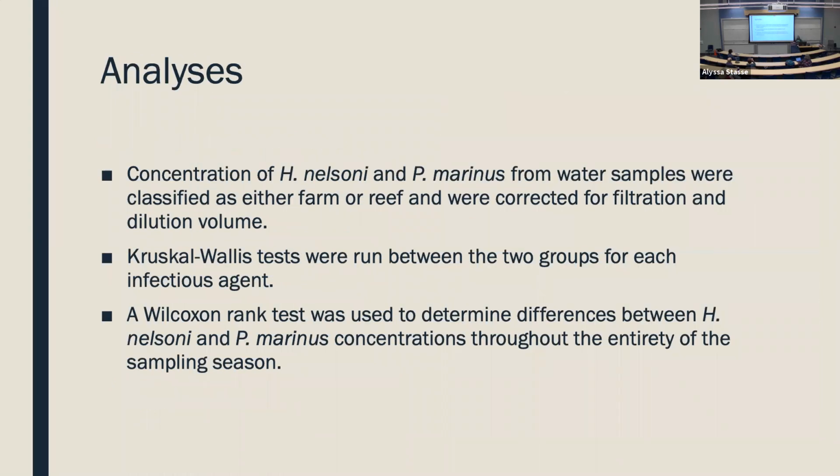So once I had all this data, I used the concentrations that I got and classified them as either from a farm or from a reef. And then I corrected them for filtration volume and the dilution volume that I used so I could get an accurate representation of how much DNA was there. I did a Kruskal-Wallis test between the 2 groups to determine if there was any difference between each infectious agent at farms and reefs. And then I used a Wilcoxon rank test to determine if there was any difference between the 2 parasites as a whole throughout Great Bay. So if one was more abundant than the other.